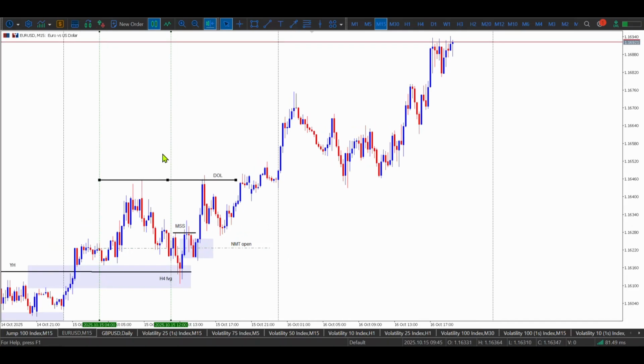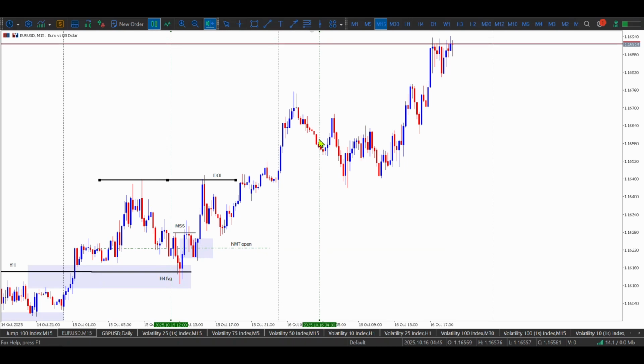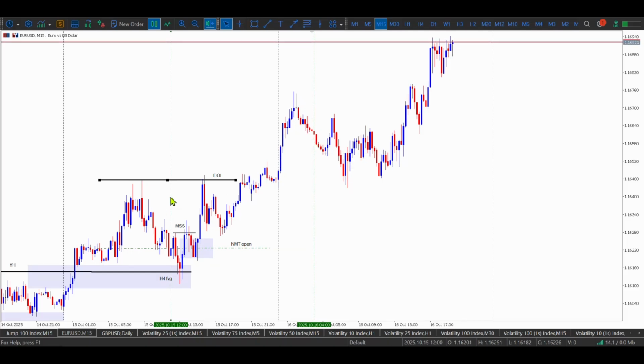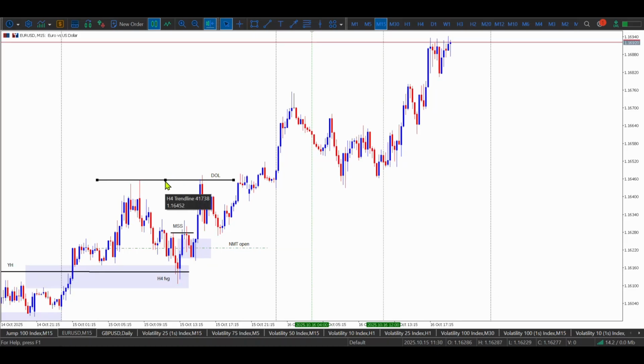Now we can shift this to this day here. Now this is our New York Midnight Time vertical line. This was Asian session. Let's get our New York open session. Okay, New York kill zone, same thing here.